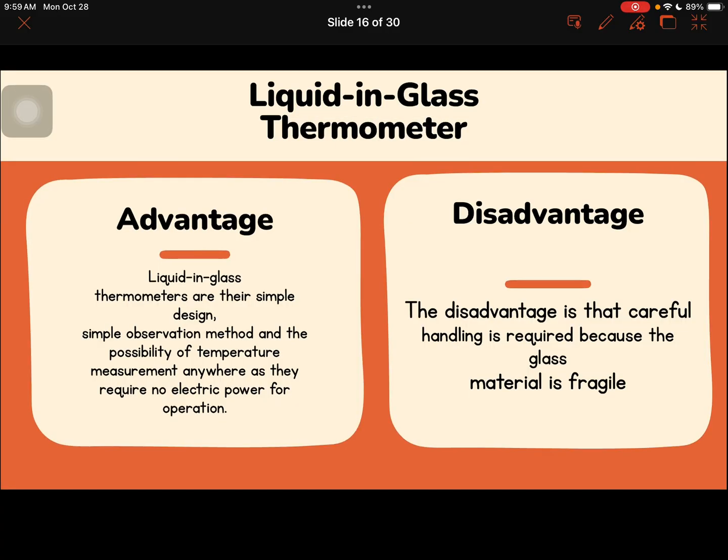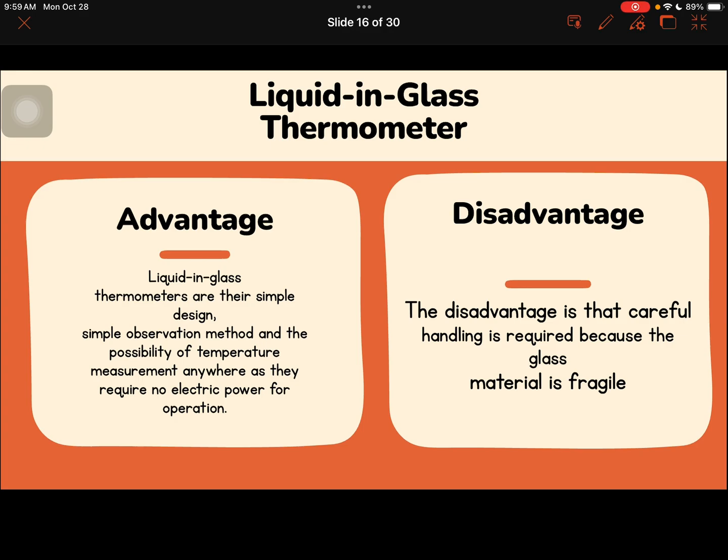So the advantage of using a liquid in glass thermometer is, first, of course, since it is simple in design, you can actually just simply look at the liquid in glass thermometer for you to see what is the temperature within the body or system. So direkta na po niyang sasabihin kung ano pong temperature po nun.